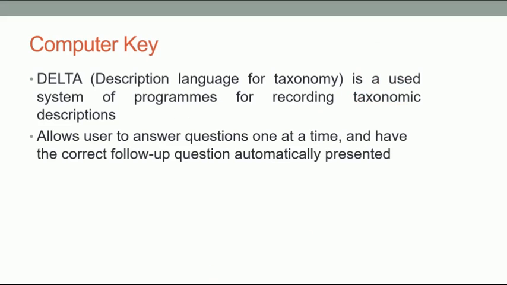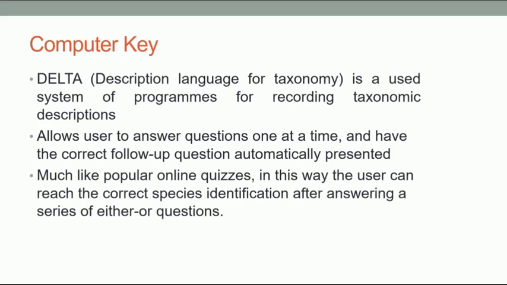Now this allows whoever is using this key to answer one question at a time. The computer asks you a question, you give a proper input to the computer, and automatically it will give you the next question. So once you follow this, it is like a quiz. Once you follow that quiz, at the end of the quiz you will get the conclusion. That is, you will be able to identify the given unknown organism.